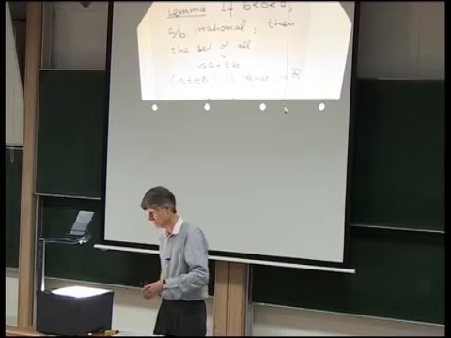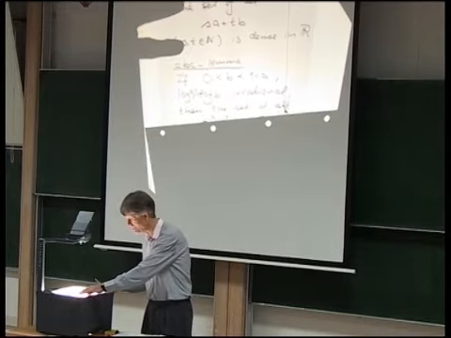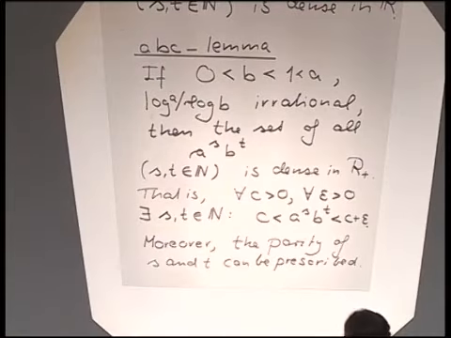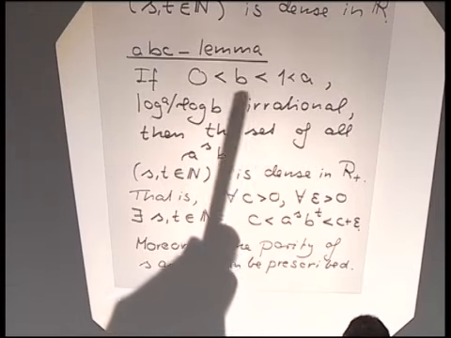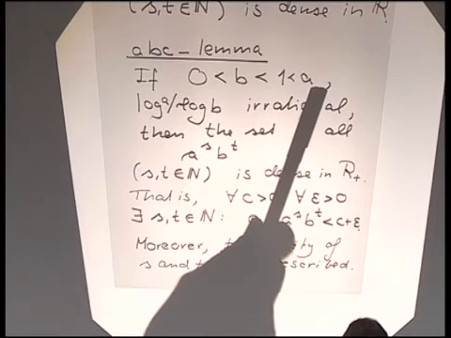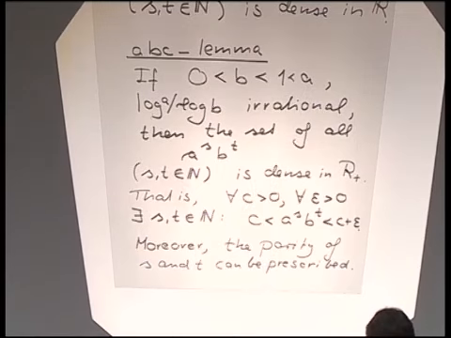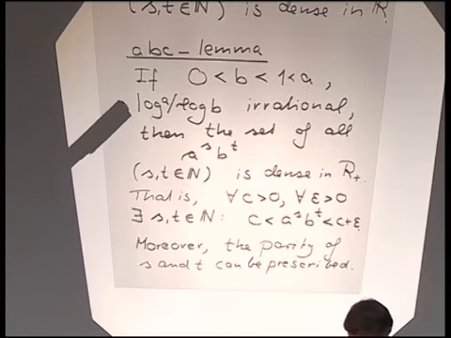And then you can translate this to multiplication using logarithms, and you get what I'll refer to as the ABC lemma. If you have a number A greater than 1 and a number B between 0 and 1, and now we have to assume that log A over log B is irrational.